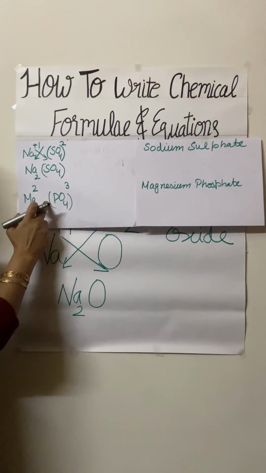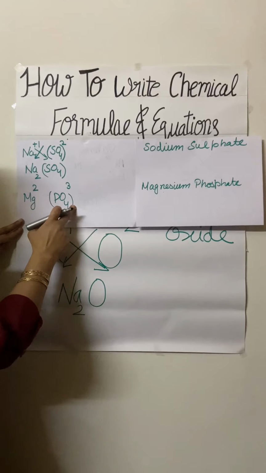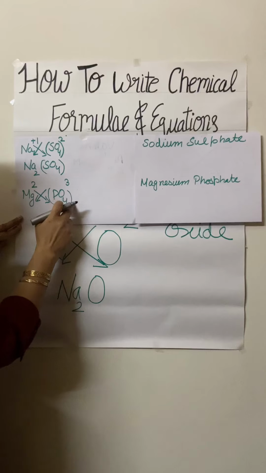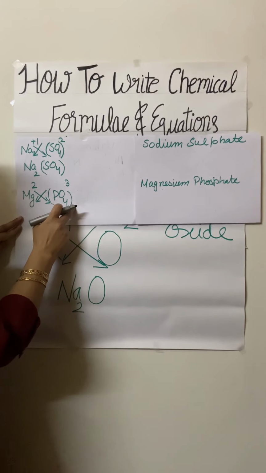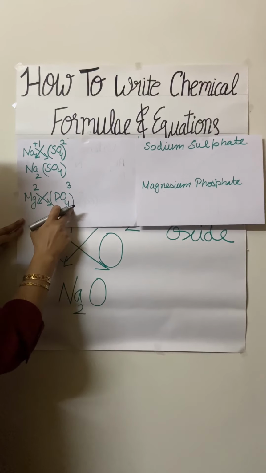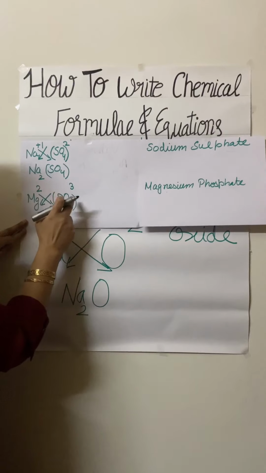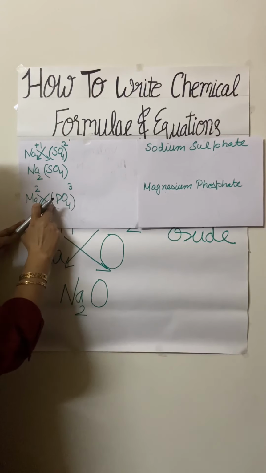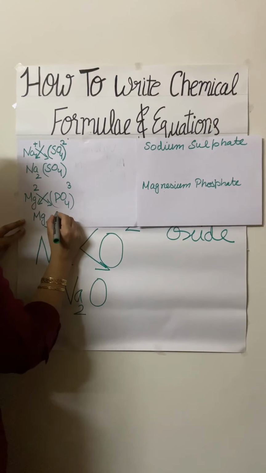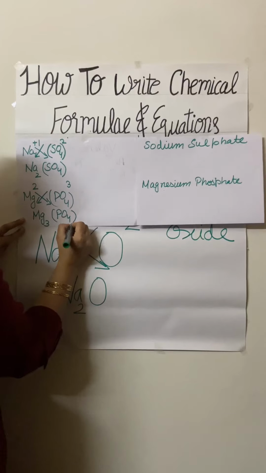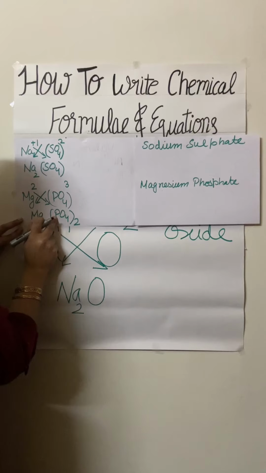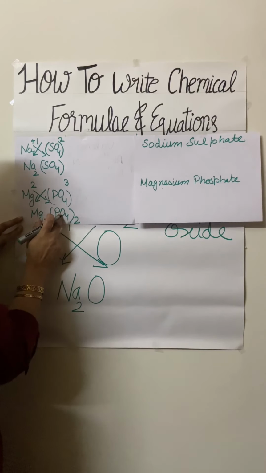If we don't put this bracket, many of you get confused because when you crisscross the valencies, this 2 has to come here and you don't understand where this 2 has to be put. Now, if you have put this bracket, it is very clear that this 2 has to be put here outside the bracket and your formula becomes Mg3(PO4)2. This means this 2 will be for the phosphorus. It will also be for oxygen.